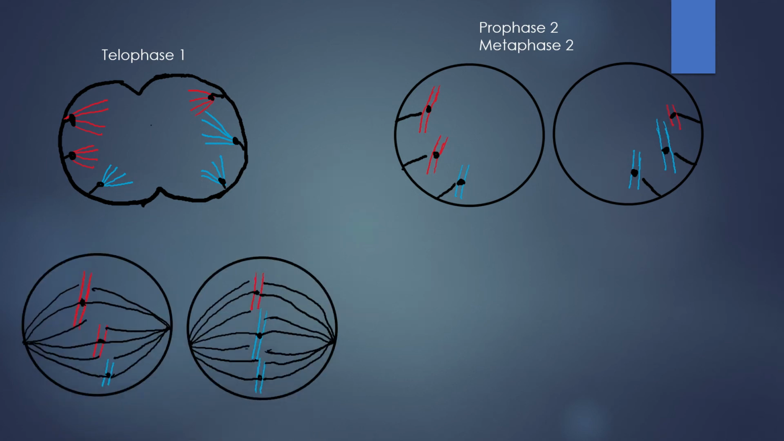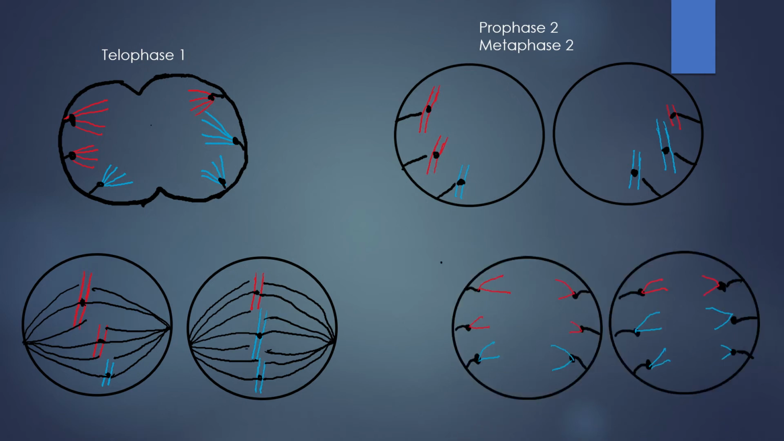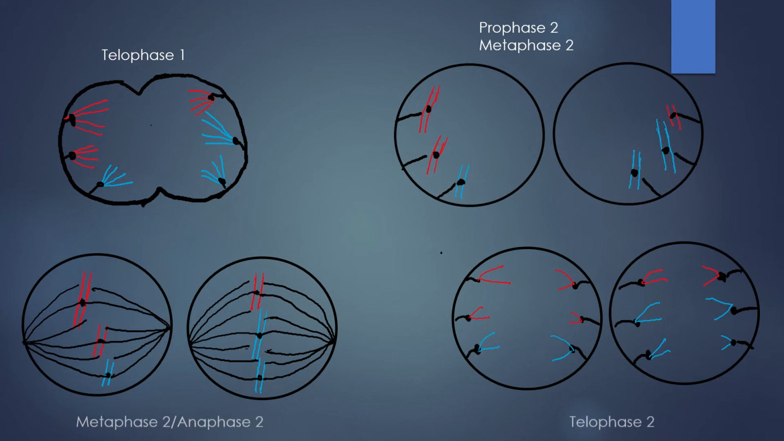Then the fibers swim in again, but this time instead of one fiber connecting to each sister chromatid pair, 2 fibers from each side of the cell will attach. Now the fibers contract again, and the sister chromatids are split apart. The last step of meiosis is that the cells divide again to make 4 cells.